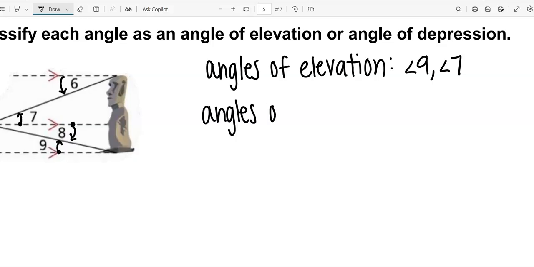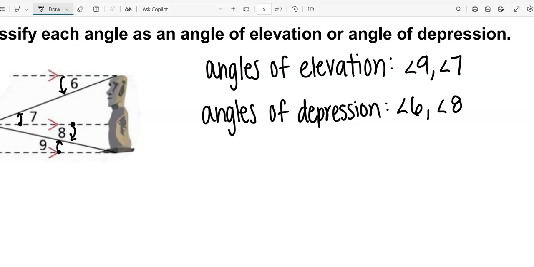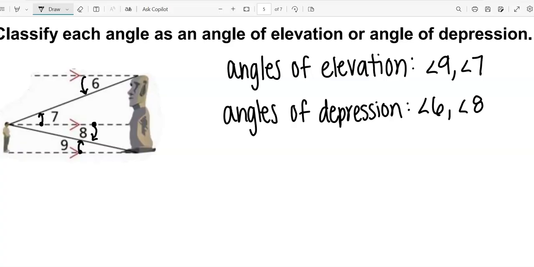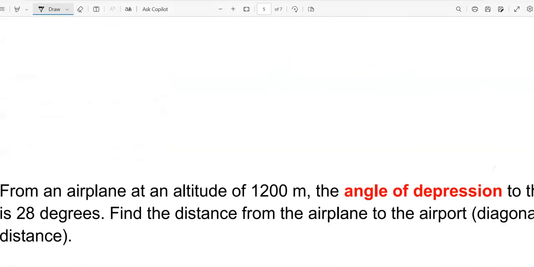That makes our angles of depression. 6 is going from the top of the statue's head down towards the person, like the statue's looking at the person or the line of sight. And so that would be angle 6. And then angle 8 is going from the person's straight on view from their eyes downward to the statue's feet. And so that would be angle 8 as well. It can be a little tricky to classify these, but once you get the hang of it, it'll be pretty easy.